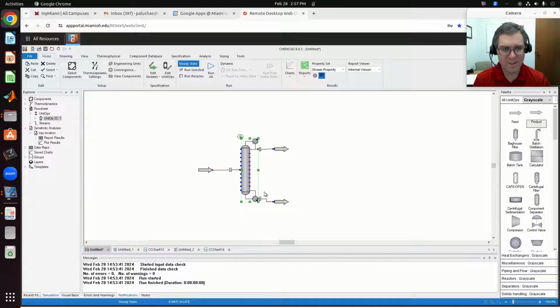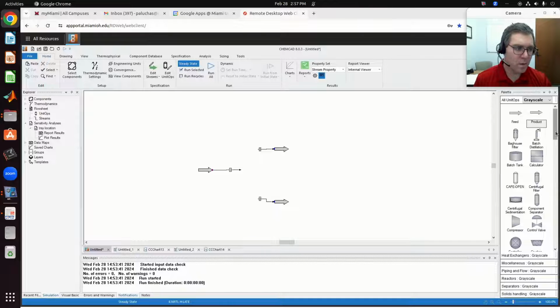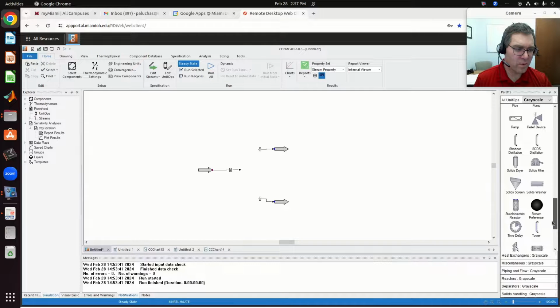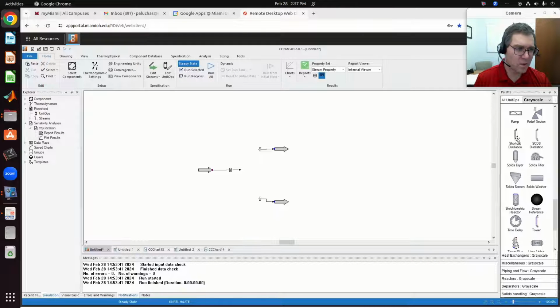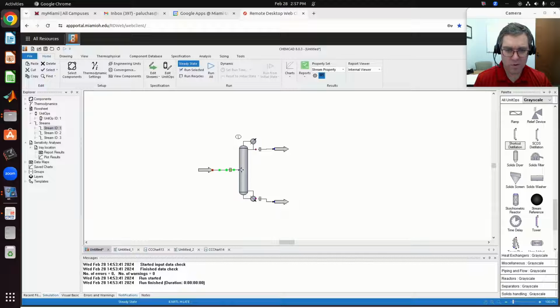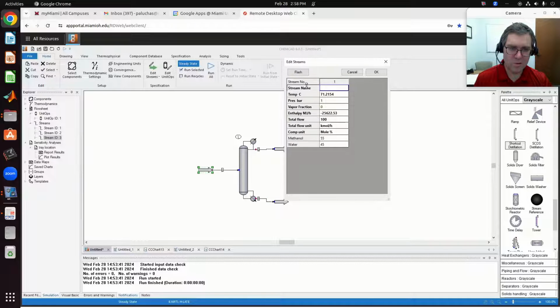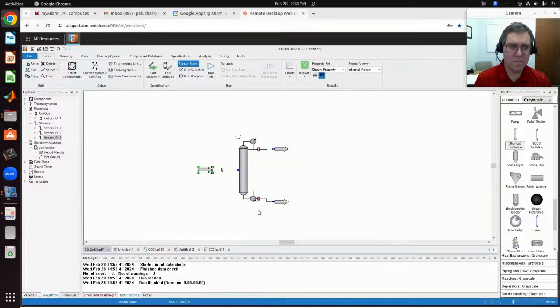So what I'm going to do is delete this column, and then scroll down and find a shortcut. All right, shortcut distillation. I'm going to drag in shortcut, and shortcut's just going to have a single input, so it's going to be basic, and a single output. Let's see if I can connect it. Okay, cool. My initial inlet stream is still defined the same.